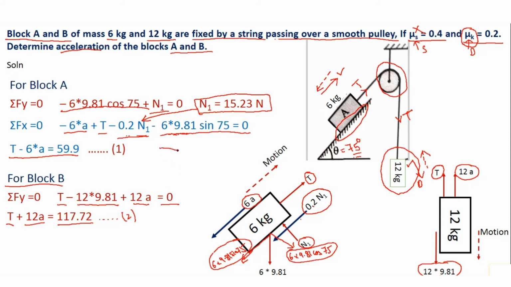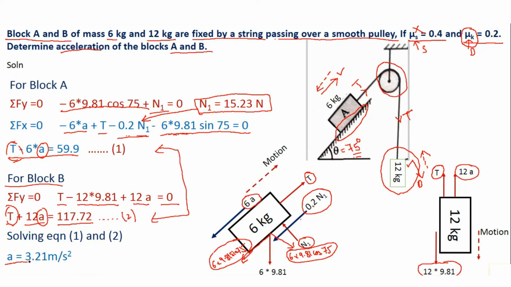Now if you observe equations 1 and 2, in equation 1 the unknowns are T and A. Also in equation 2 the unknowns are T and A. So two equations and two unknowns, we can solve the equations simultaneously and we will get the answer as acceleration 3.21 meter per second square and tension in the cable as 79.17 newtons. In the question it was asked to determine the acceleration of blocks A and B. So the acceleration for both the blocks will be 3.21 meter per second square, and this completes the solution. Thank you.